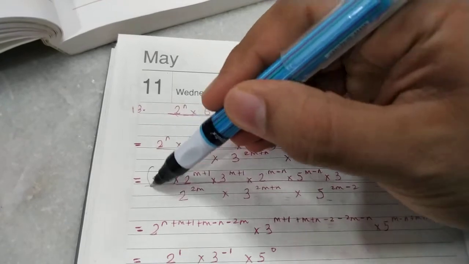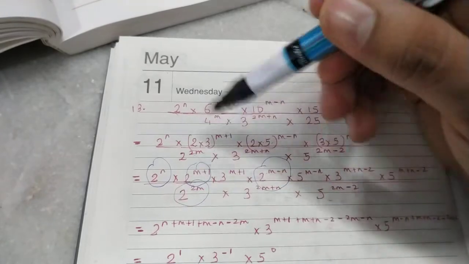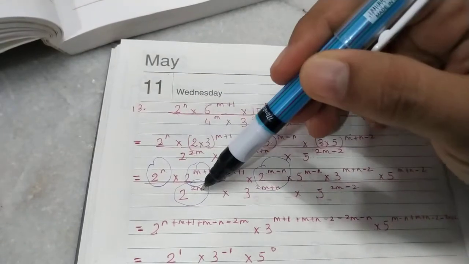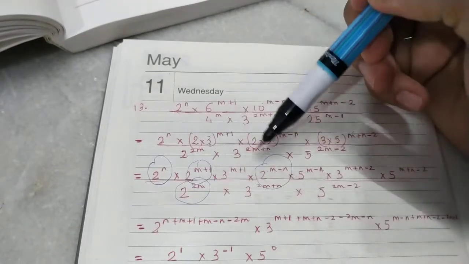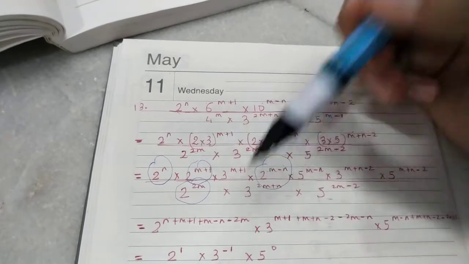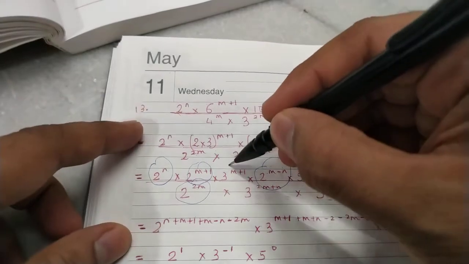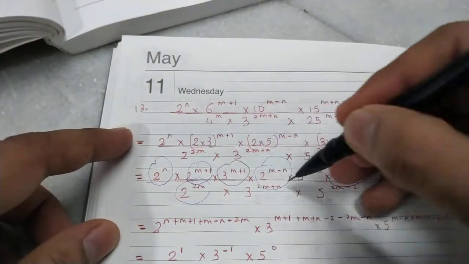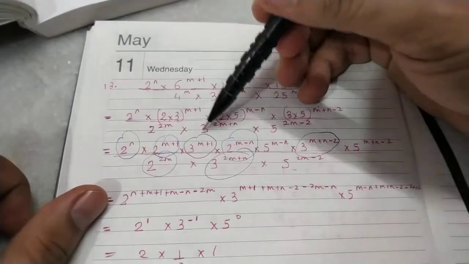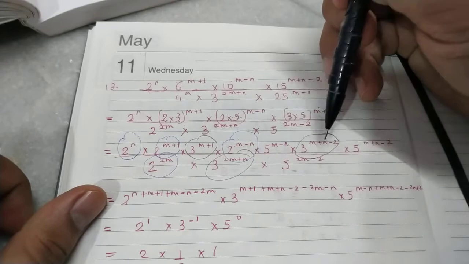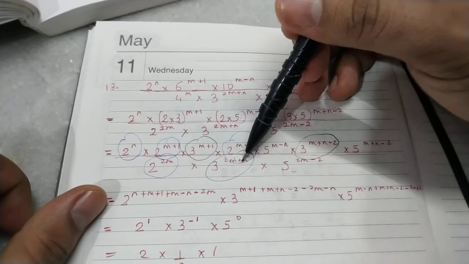So I got 2 here, 2 here, 2 here, and a 2 here. So multiplication means addition of the powers and division means subtraction of the powers. So ultimately I will write n plus m plus 1 plus m minus n minus 2m. Similarly, let's go for 3 now. 3 here, 3 here, and 3 here. So again, multiplication means addition of power, so that's m plus 1 plus m plus n minus 2, and division means subtraction of power, so minus 2m minus n. Remember to change the sign here.